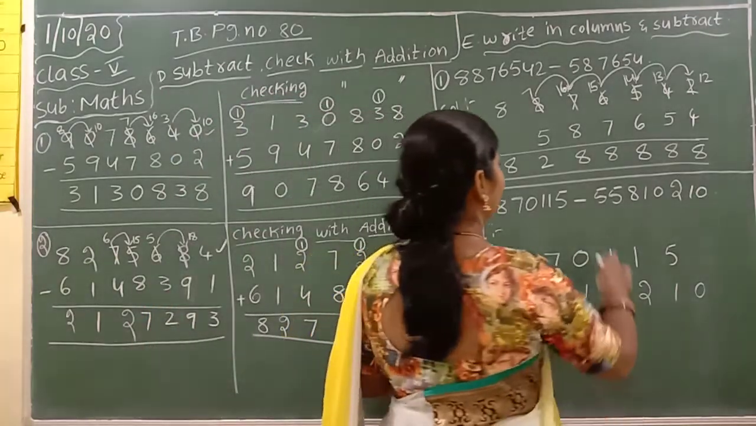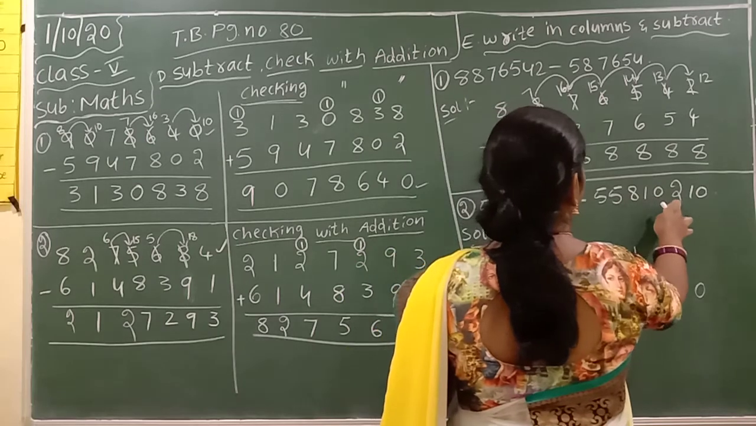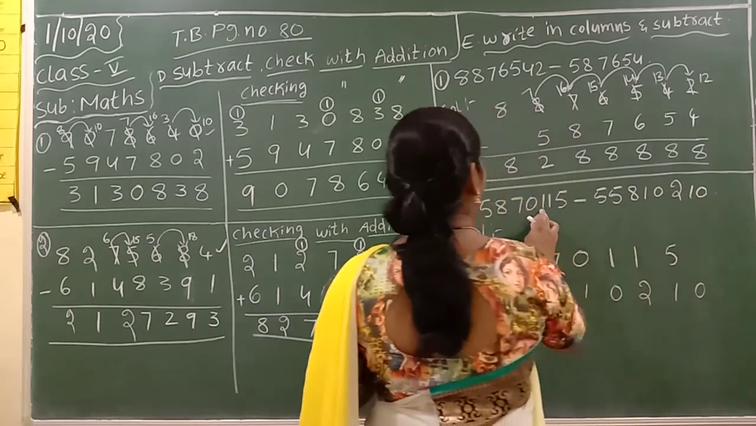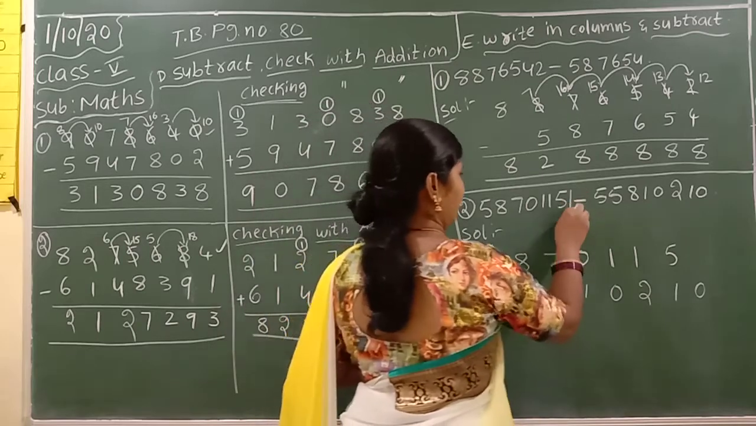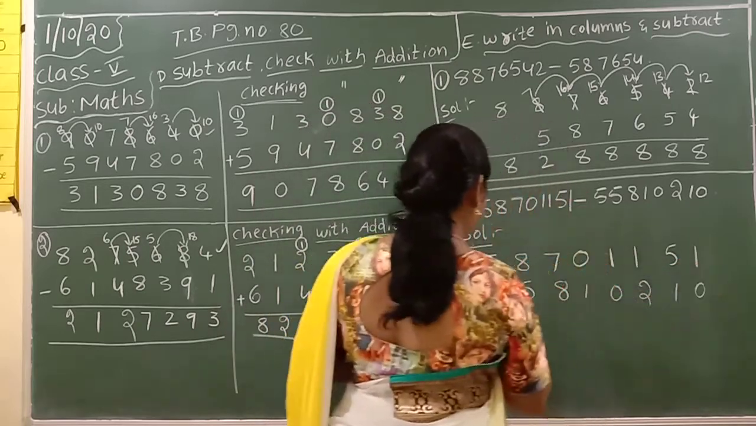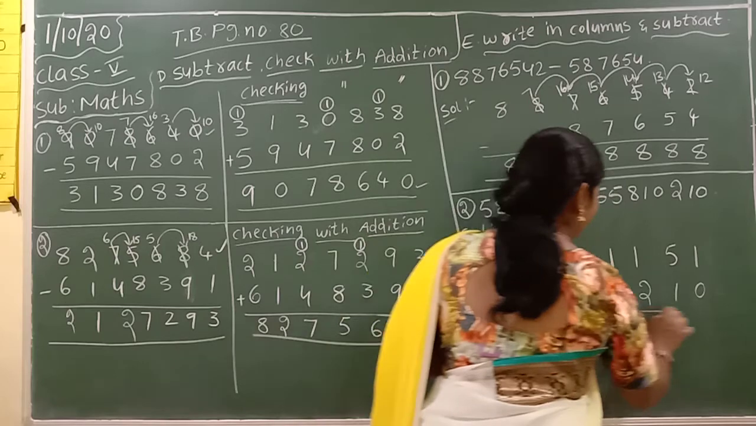So, first you have to count the number of digits. For example, 1, 2, 3, 4, 5, 6, 7, 8. 1, 2, 3, 4, 5, 6, 7 is there. Here I am taking one more digit, it adds 1. Next, do the subtraction.